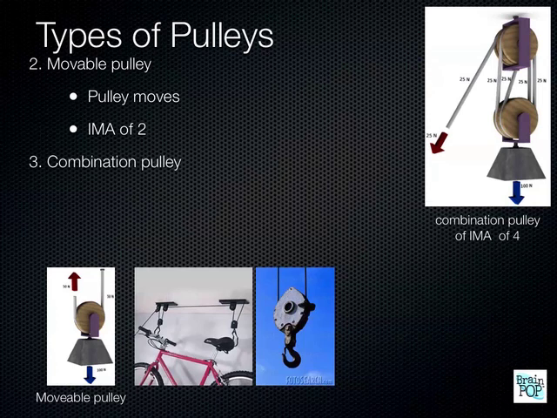Then there's the combination pulley. This is made of a fixed pulley on top and a movable pulley underneath. So I could set this up, should I? Probably not. It's going to be hard. All right, so if I have a pulley on top, I thread this string through the second pulley, and then go back up.